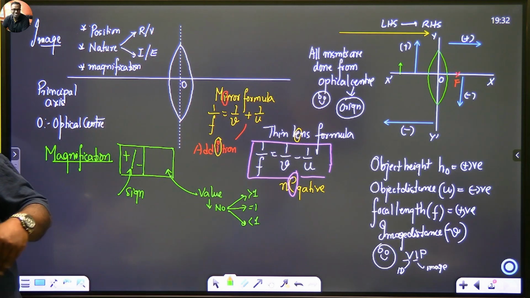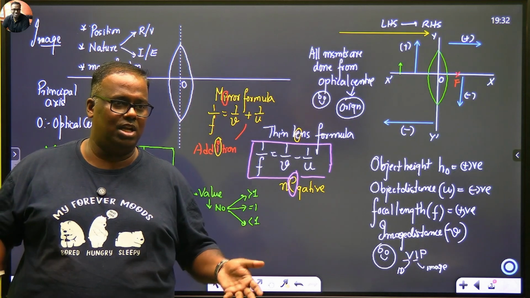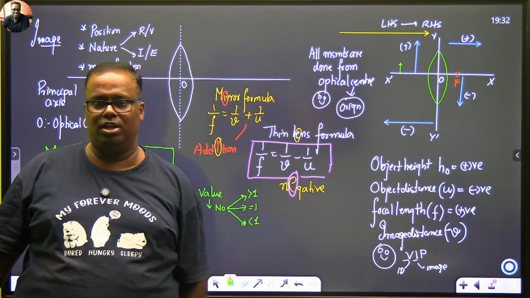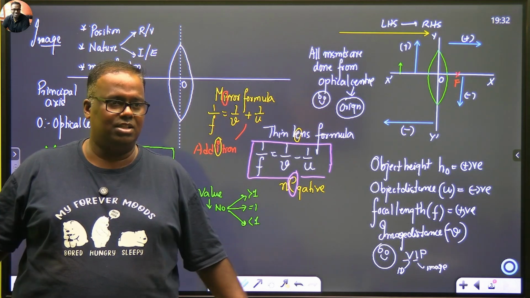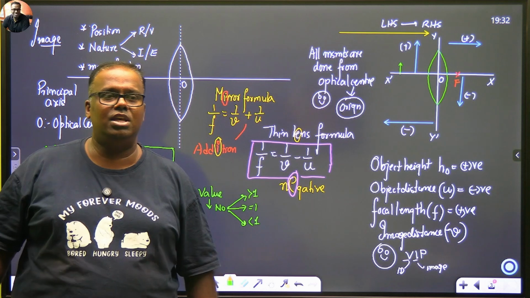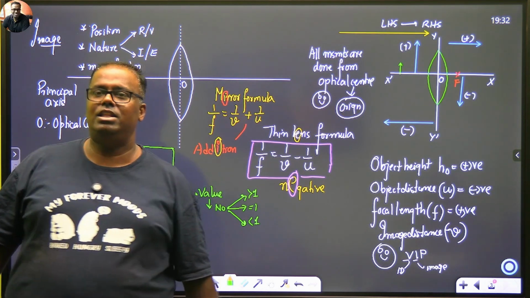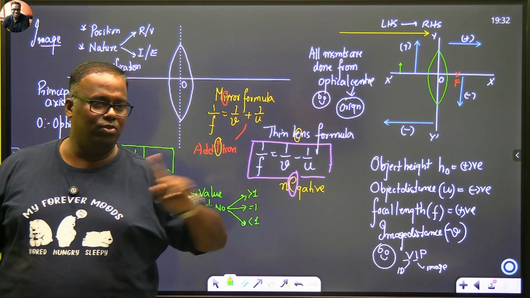I am standing for some event and you are making a standee out of me. Standees, the ones you see at IPL or cinemas or theaters, are called standee photos. If the standee is exactly the same as what I am, we say it's a life-size photograph. In that case, what is the magnification? 1. It's a 1:1 photograph.